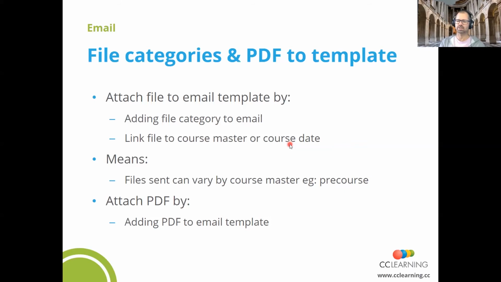Just linking a file category to an email is not going to be sufficient to attach the file. Of course, you need to have uploaded the file. That's pretty obvious under the publish tab, and then look in files. You've got to upload the file, give it the course category, give that course category to the email, and also link the file to the course master. I'm not going to go into details about how to do that, but you should be able to see the links at the bottom of the course master or the course date.